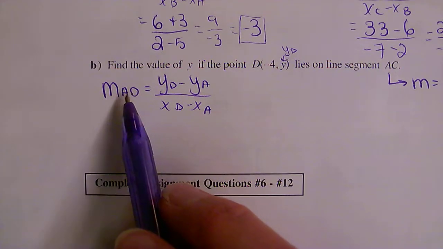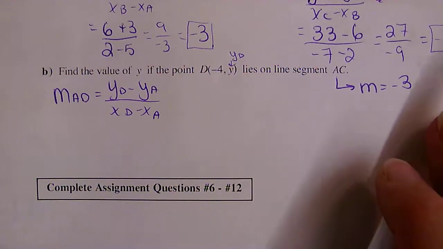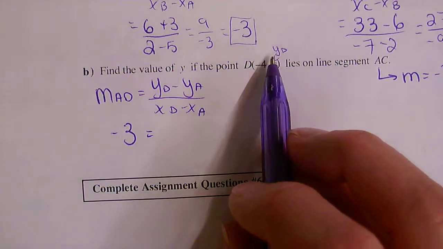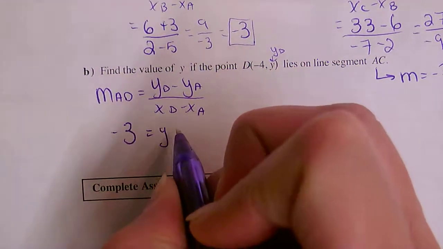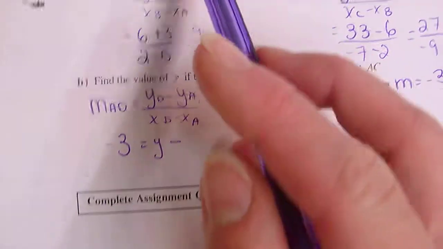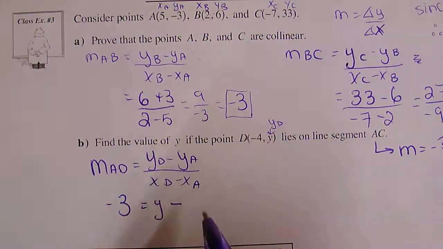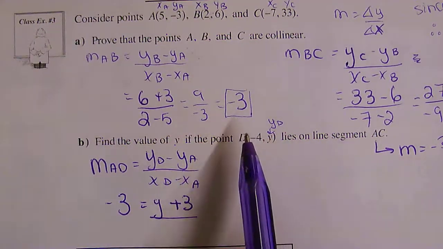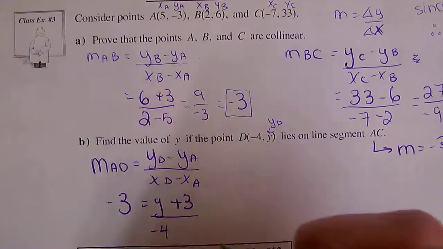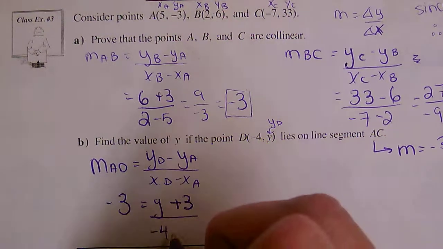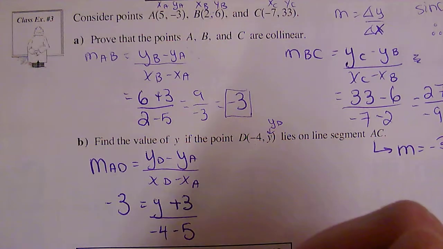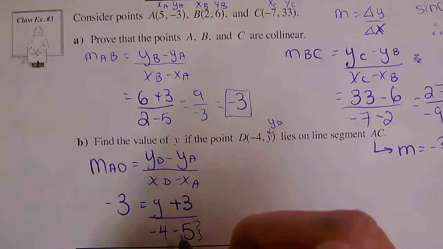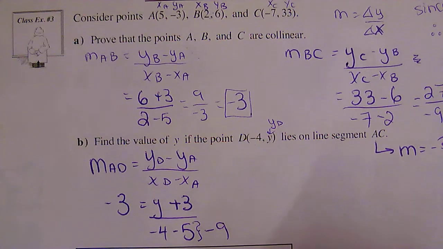Now the slope of AD is negative 3. And then we just need to substitute in. So yd is just y. Ya from up here is negative 3, so subtract negative 3 is just going to give me plus 3. And then xd is negative 4, and xa is negative 5. So negative 4 minus negative 5 gives me negative 9.